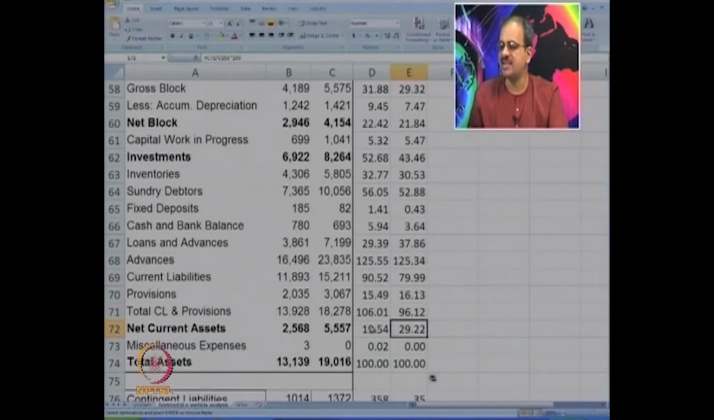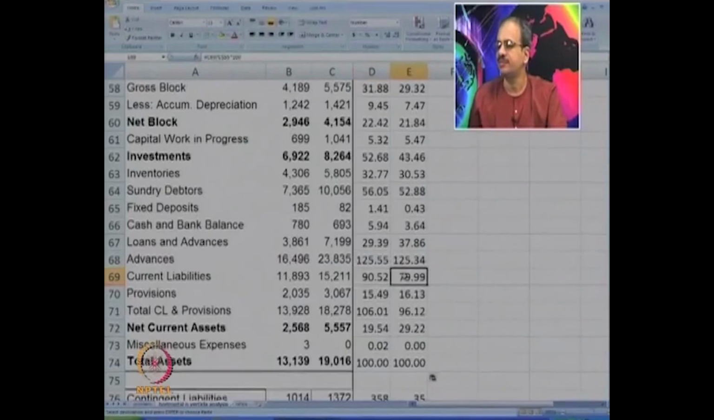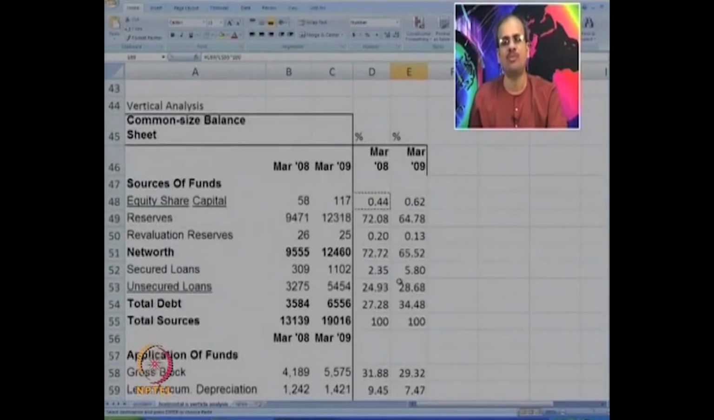So, overall you can see the net current assets are about 19%, but they have increased now to 29%, which is not such a good thing, and the increase is mainly because the current liabilities have gone down from 90% to 80%. Okay. So, this is the overall position.